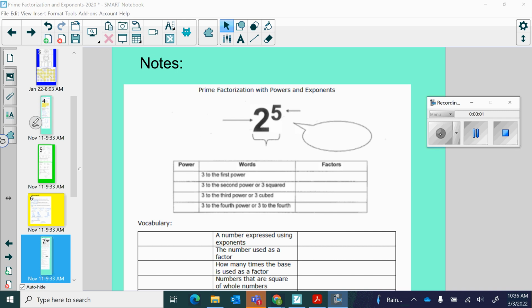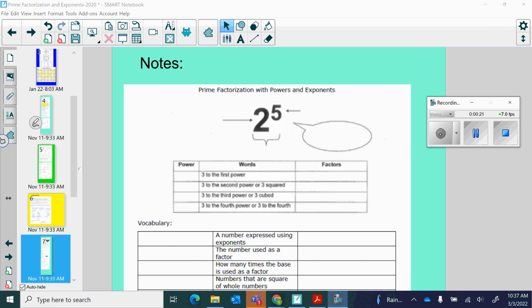Guys, today what we're going to be doing is finishing off the prime factorization and bringing in the concept of exponents. This is very vocabulary heavy. You need to understand these definitions. So please have them written down because, again, you're probably going to be seeing this on our next test.